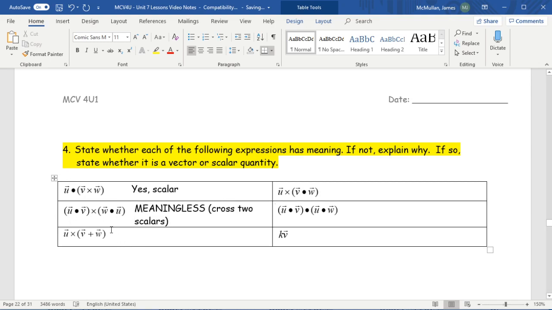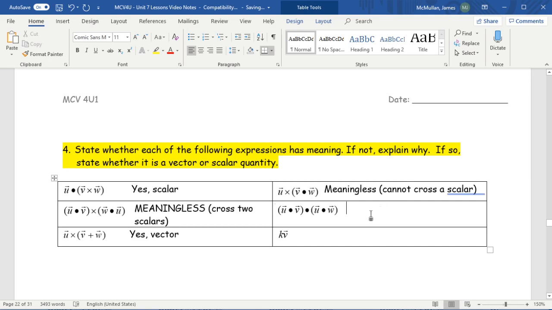Doesn't do anything, right? Here, you're trying to add two vectors together. When you add two vectors together, they equal another vector. That vector can cross with another one, sure. Yes, this works. The answer would be a vector, because when you cross two vectors together, you get a vector as an answer. This is meaningless. You cannot cross a scalar. And we know that when you dot v and w, you're going to get a scalar, and then you're trying to cross that.